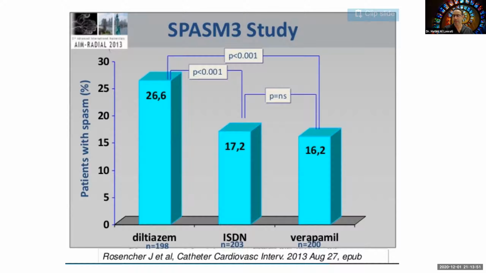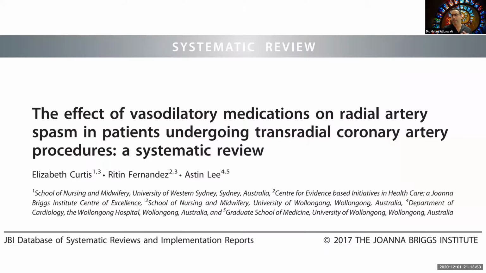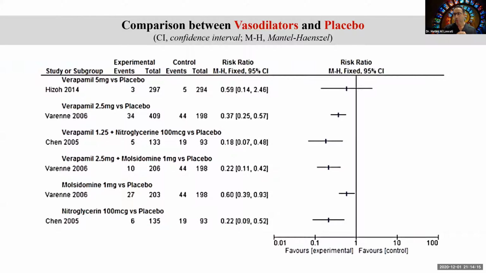There are a lot of other studies similar to these. And for the sake of time and just to make life easy for our audience, I'd like to draw their attention to this systematic review, which summarizes all the studies and all the evidence that examine the use of vasodilator medications in preventing radial artery spasm in patients undergoing transradial catheterization. So the study compared various drugs to each other and various doses with one another and various combinations with one another.